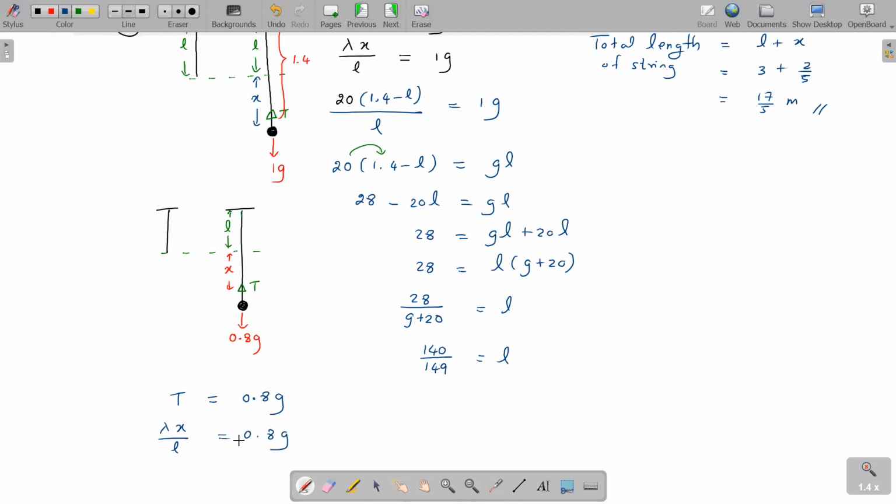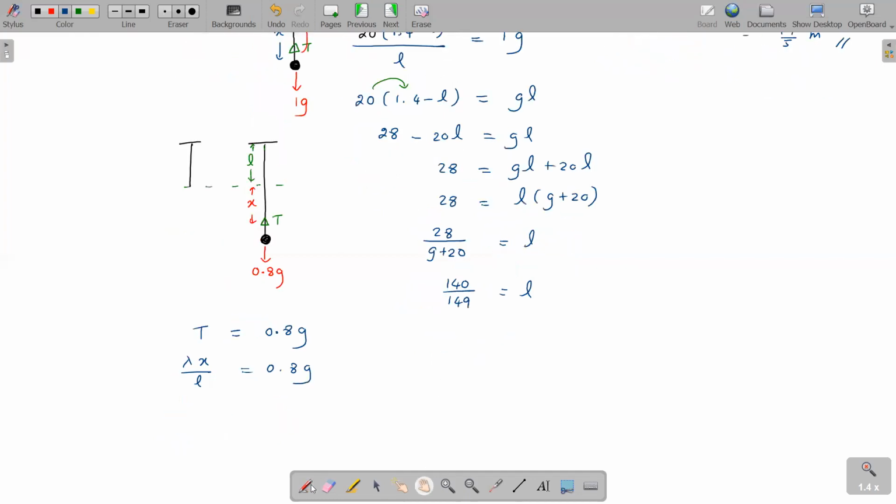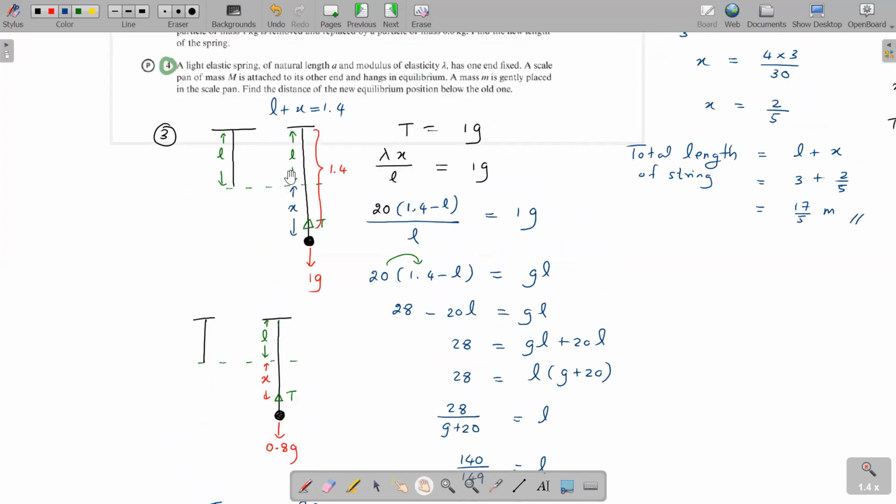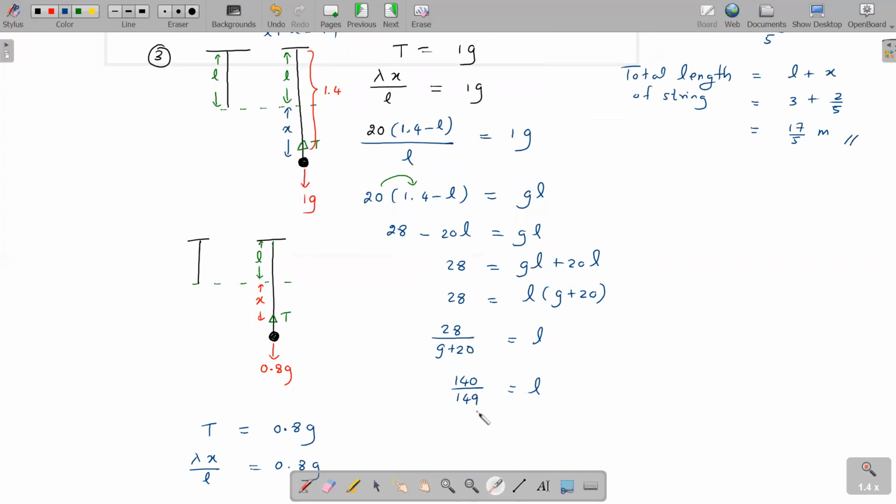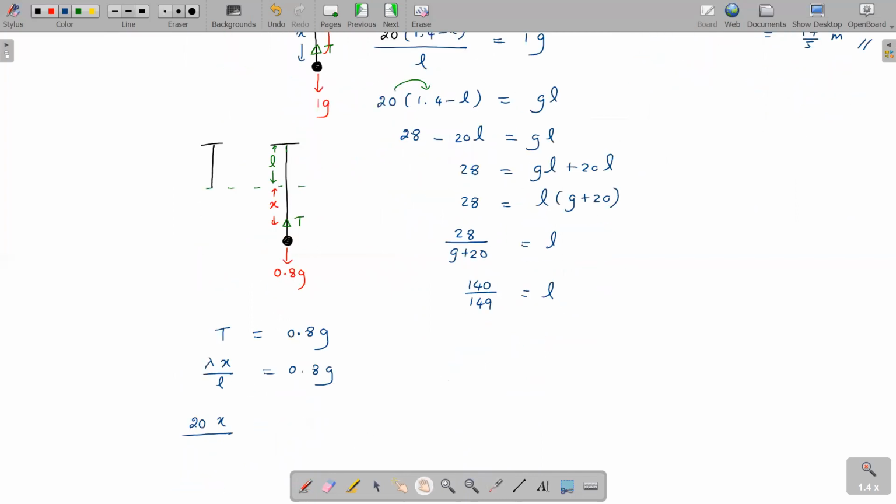Are you with me? Lambda value, does it change? Unless you change the spring here, the lambda value will stay the same. Your lambda value changes when the spring changes. So lambda value is, how much was it? 20. Do we know the extension? We do not know the extension. What about the natural length? The natural length we know because we are using the same spring. The natural length that I found here, 140 over 149, can be used. Natural length of the spring doesn't change. So natural length of the spring is 140 over 149.